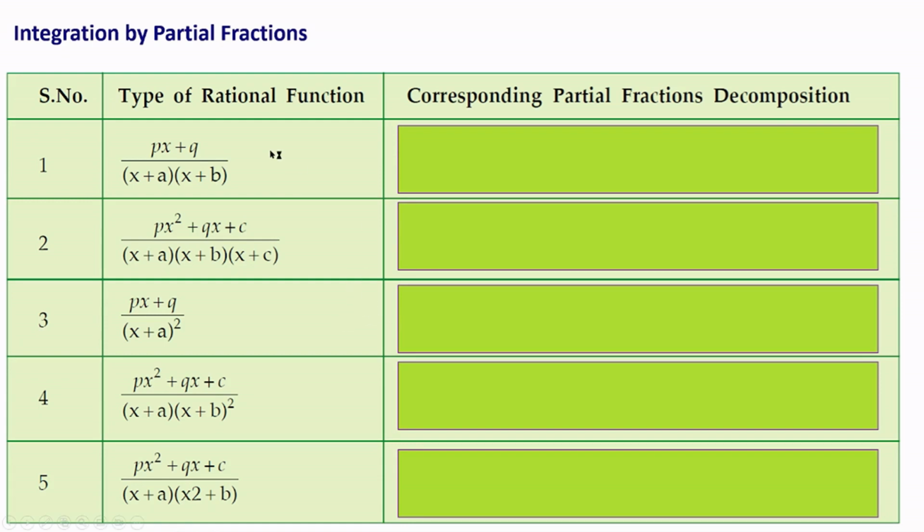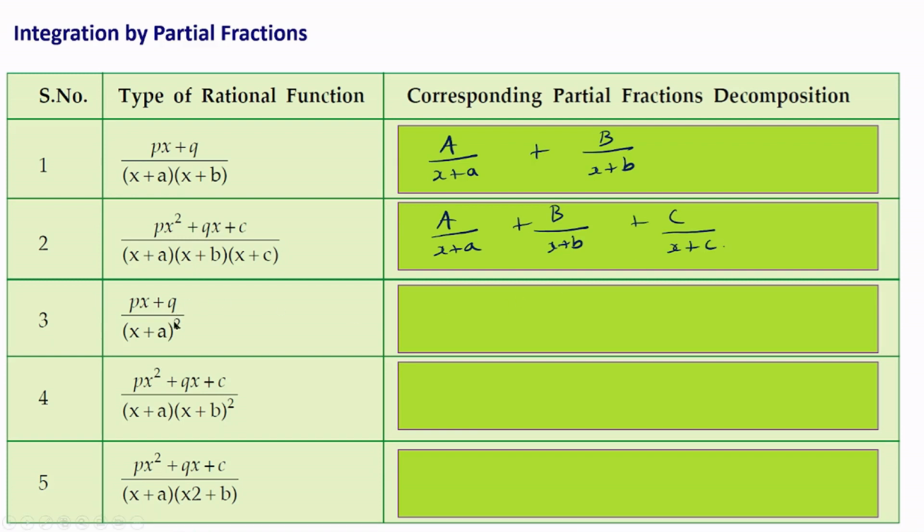And now let us see integration by partial fractions. So if the rational function is of the form px plus q upon x plus a into x plus b, then the corresponding partial fraction decomposition is given by a by x plus a plus b by x plus b. And next we have, if the rational function is of the form px square plus qx plus c upon x plus a into x plus b into x plus c, then the corresponding partial fraction decomposition is a by x plus a plus b by x plus b plus c by x plus c.